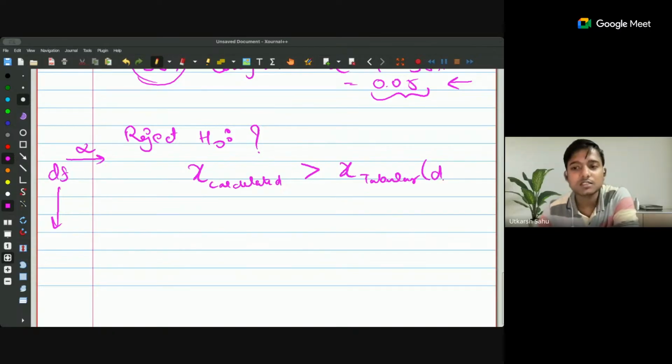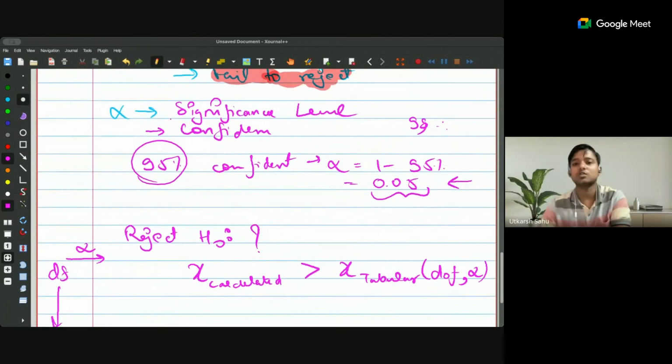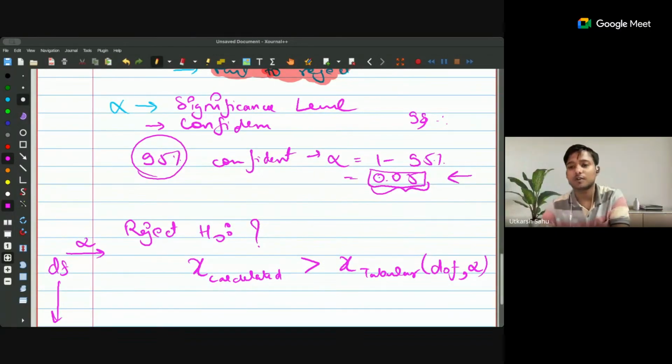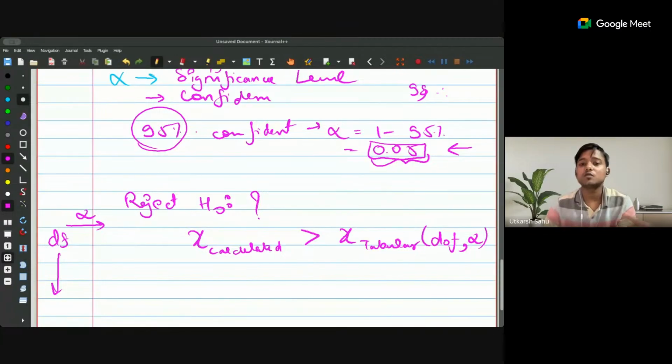So the tabular value will exist for some degree of freedom and some alpha. Alpha you can take from the question. If they don't give you any alpha, by default everyone assumes 0.05. If they give you a confidence level, then you can calculate your alpha. If they give you 99% confidence level, that means your alpha is 0.01, so then you don't say that you assume 0.05. Either they will give you some percentage of confidence, or they will directly say at significance level of 0.01, or at significance level of 0.05.